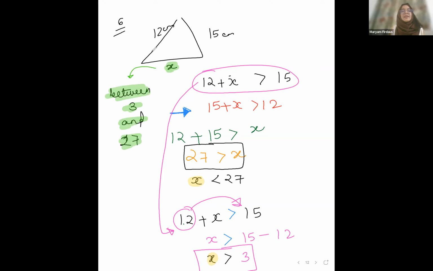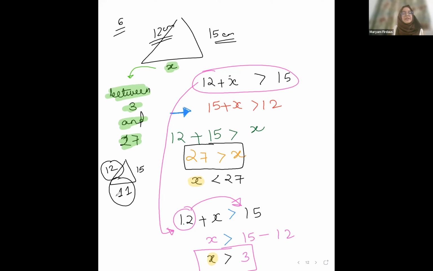Okay, so you said 11, right? Let's say we have a triangle 12, 15 and 11. So 12 as it is, 15 as it is, and you said x, let's try to keep it 11. Will it be possible? Let's try 12 plus 11. Is it greater than 15? Yes, 23 is greater than 15.